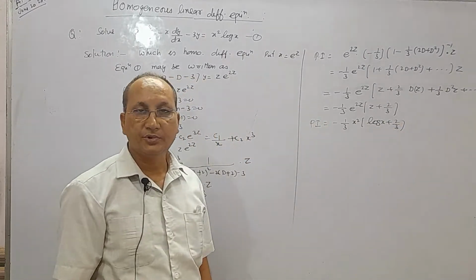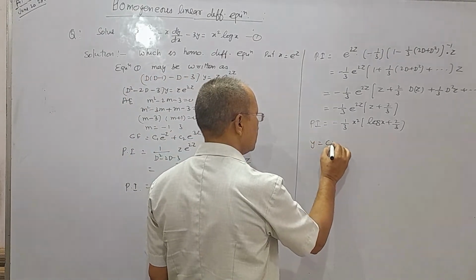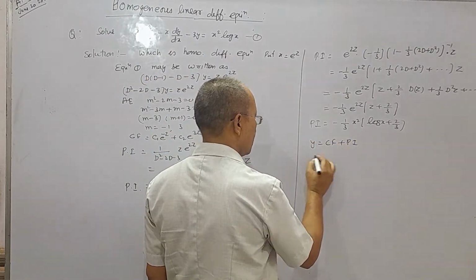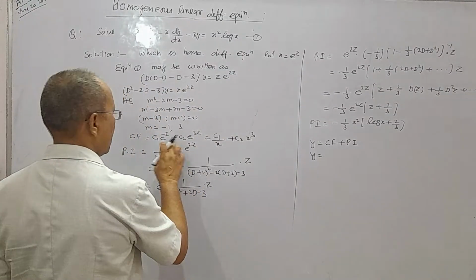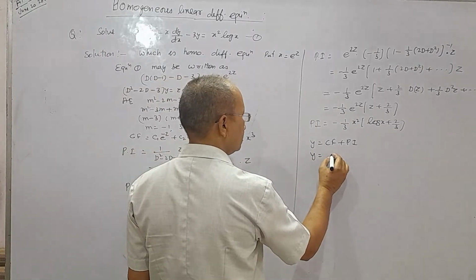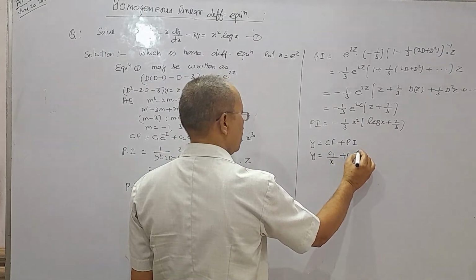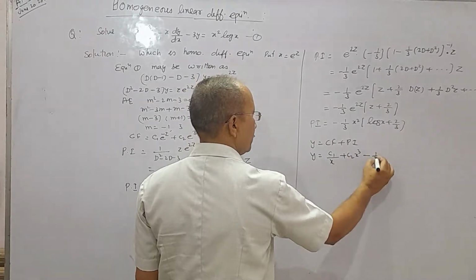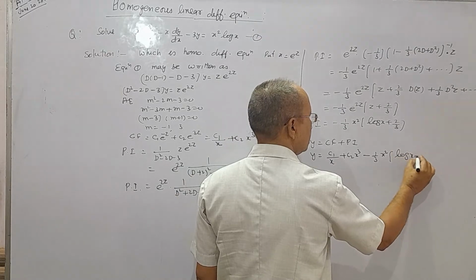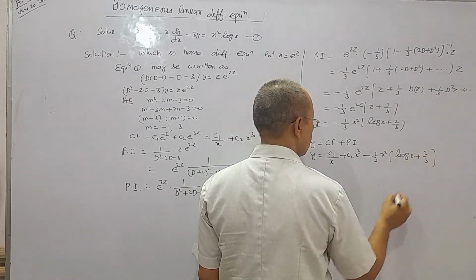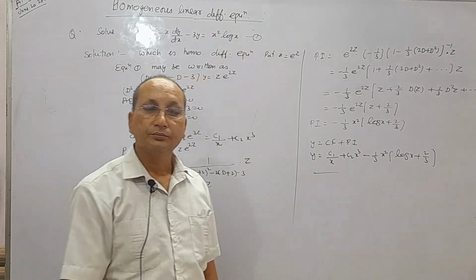Y equals CF plus PI. Y equals C1 upon x plus C2 x cube minus 1 upon 3 x square into log x plus 2 by 3. That is the solution of the question.